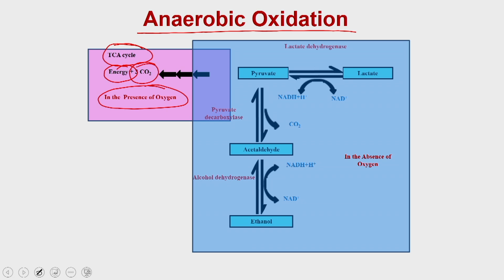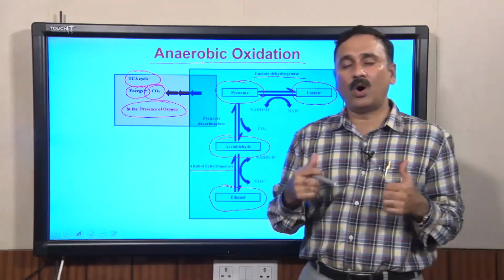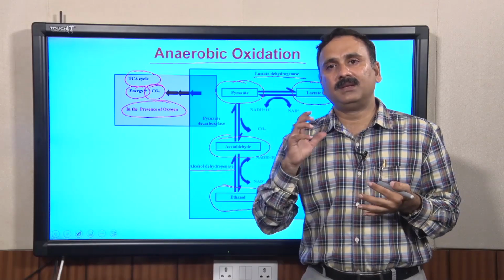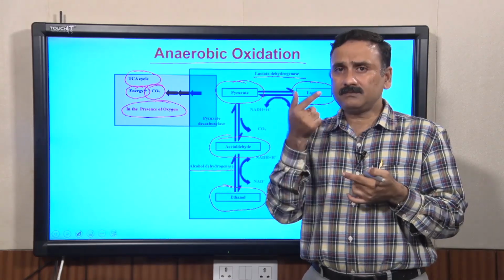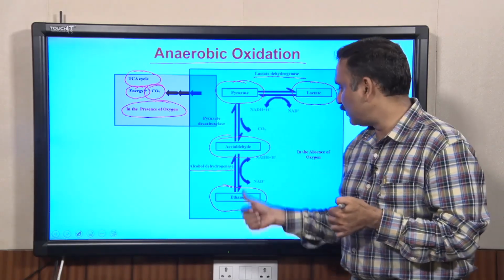But if the oxygen is not present, then the pyruvate which is generated after glycolysis is going to be channelized to produce lactic acid, or the pyruvate is going to be channelized to produce acetaldehyde followed by ethanol. There are 2 enzymes which are working in this anaerobic oxidation. Enzyme 1 is called lactate dehydrogenase, and enzyme 2 is called alcohol dehydrogenase. Under these conditions, because of the anaerobic oxidations, you are converting the pyruvate to lactate, or you are converting the pyruvate to ethanol.